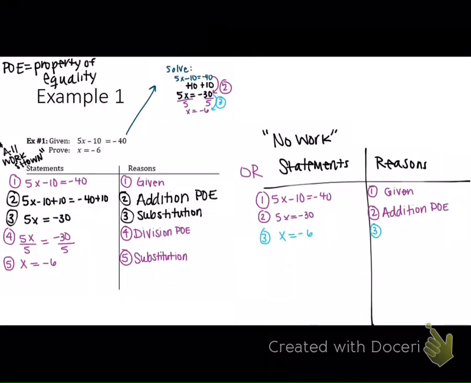What did we do to get from here to here? We divided by 5 on each side. So what reason would we use if you're saying divide by 5 on each side, Colin? Division property of equality. Good.